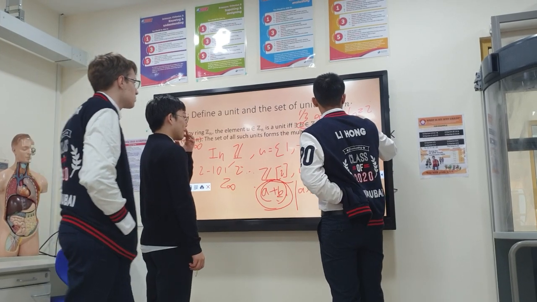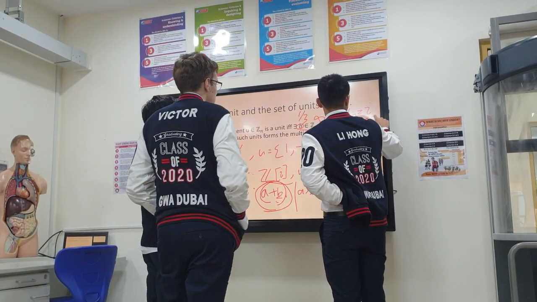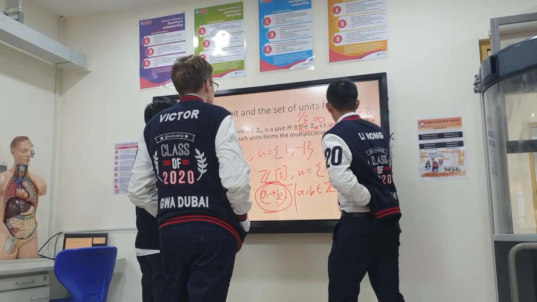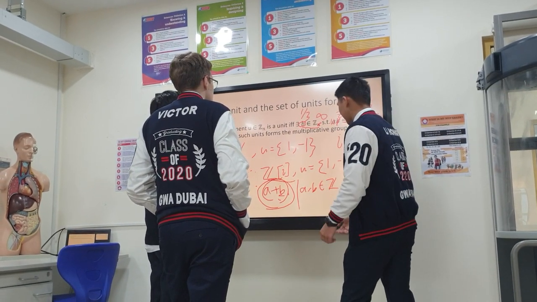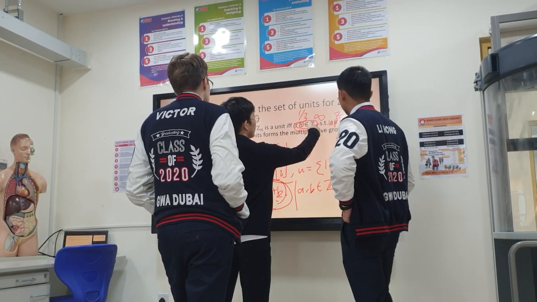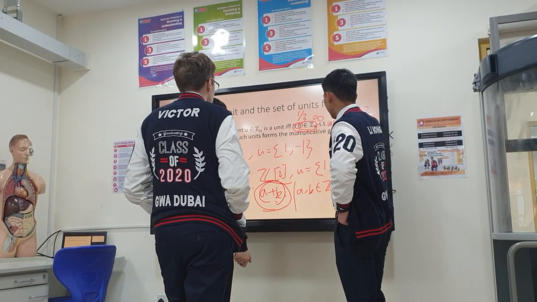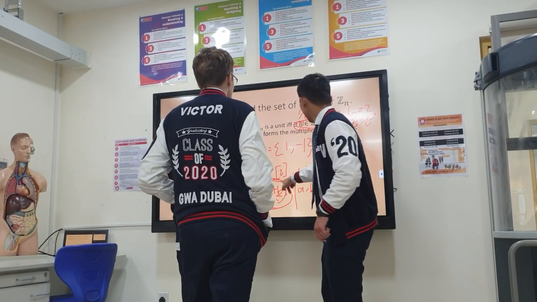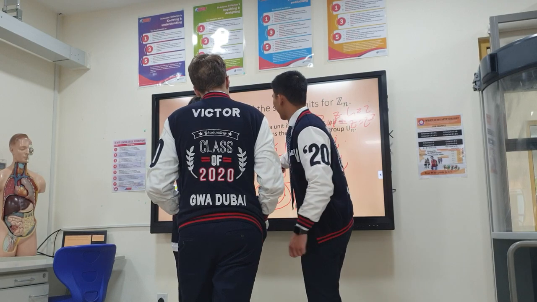Yeah. And let z be equal to i cubed. Z is here. But my question is, shouldn't b be part of this? It should be part of the integer. No, because we're talking about Z and you're talking about something else.